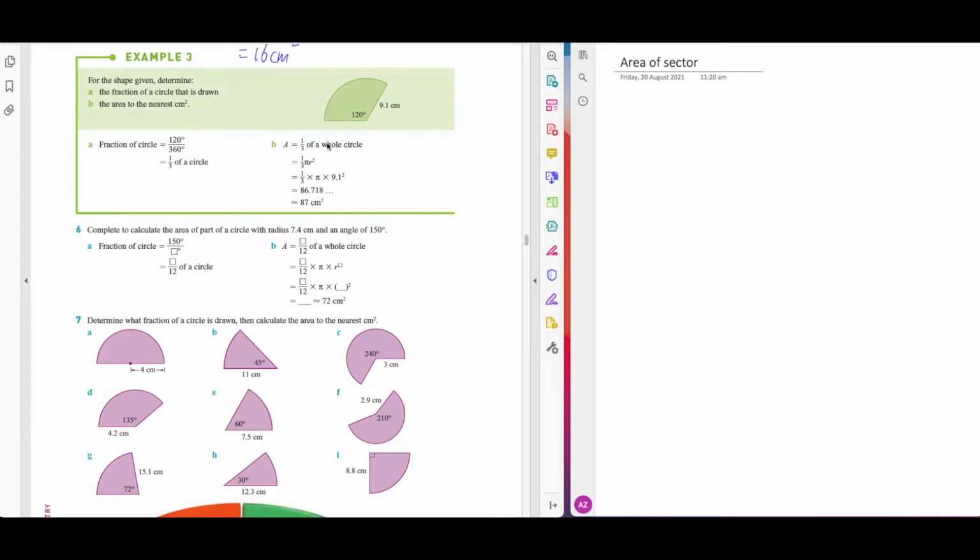So basically to find the area of a sector, you find what proportion it is, multiplied by the area of the circle. That's all you have to do. Alright, so let's take a look at the first example.